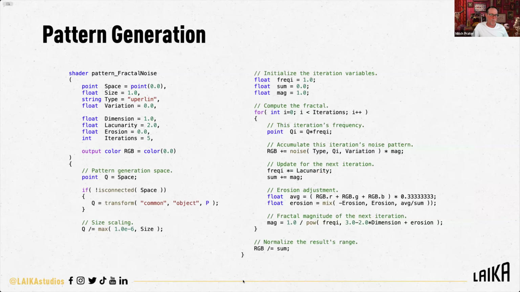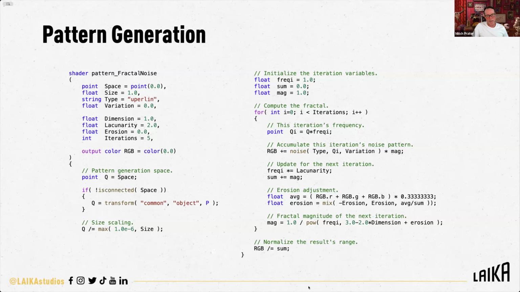And if a shader begins with the same pattern generation space used in the noise examples, we then initialize the fractal generation variables, beginning with the frequency of the initial pattern, which is set to 1. Then a for loop is used to accumulate patterns of different frequencies and magnitudes into the result. The first two lines produce the current iteration's noise value. Then the frequency and sum are updated for the next iteration.